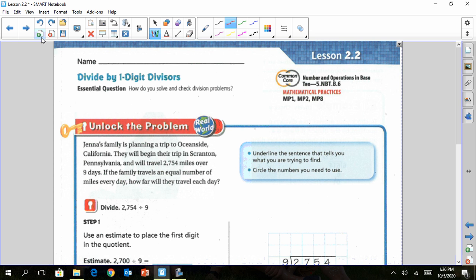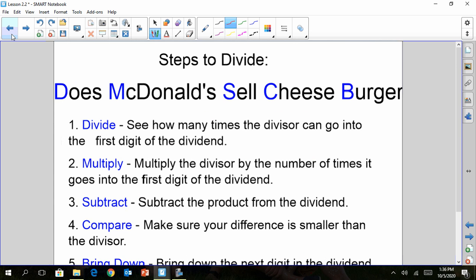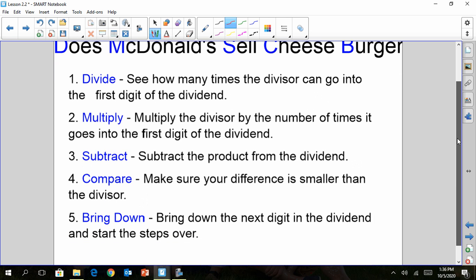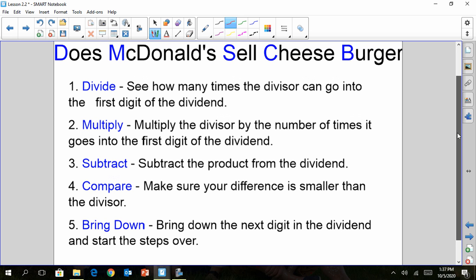Today we're doing long division. Remember the steps that we talked about yesterday. Does McDonald's sell cheeseburgers? So we're going to start with divide, then you're going to multiply, subtract those numbers, then compare them to see if the answer to your subtraction problem is smaller than your divisor, and then you go ahead and bring down the next number. So again, we're using does McDonald's sell cheeseburgers? You can also use dad, mom, sister, cousin, brother. If you use that acronym, that's fine.